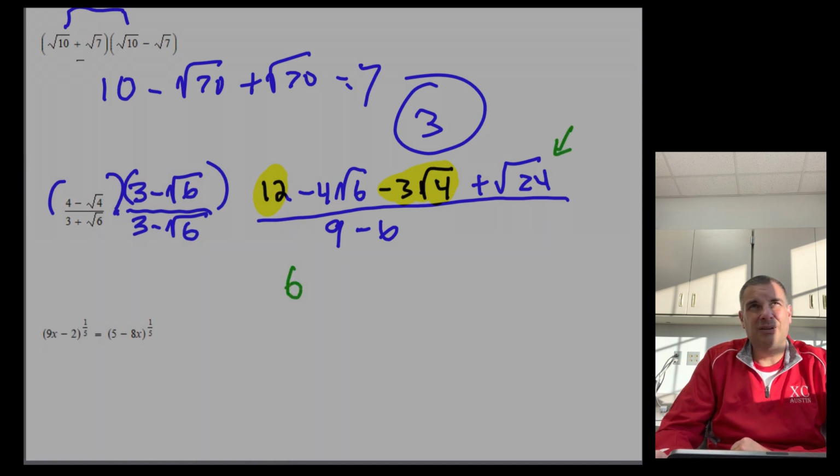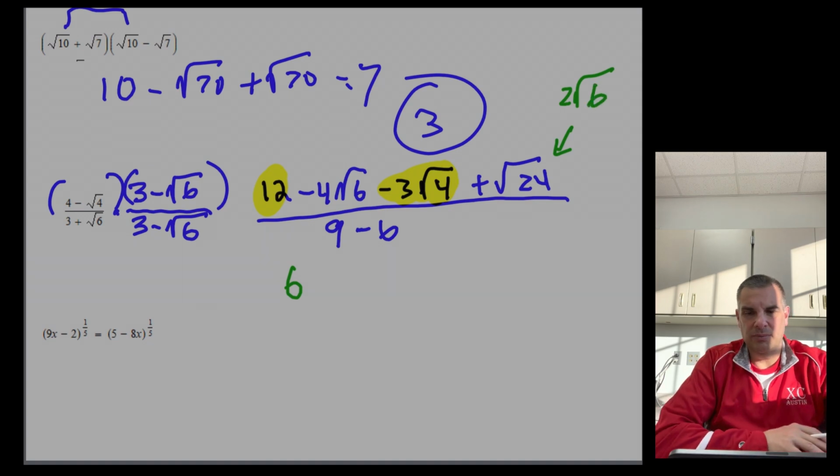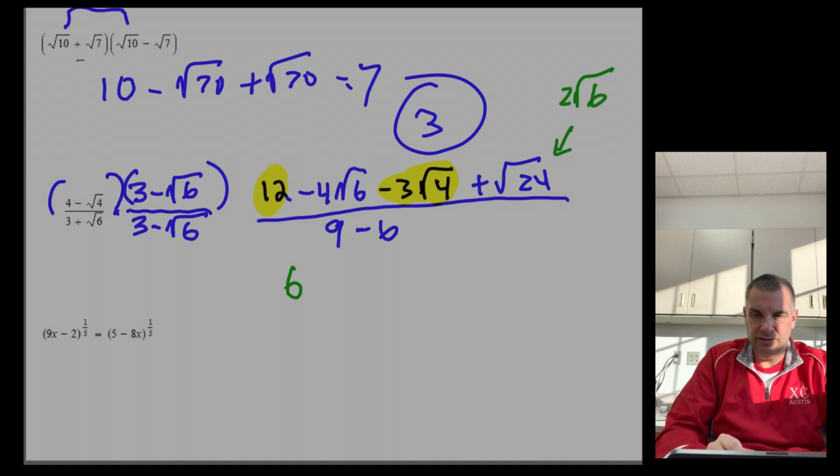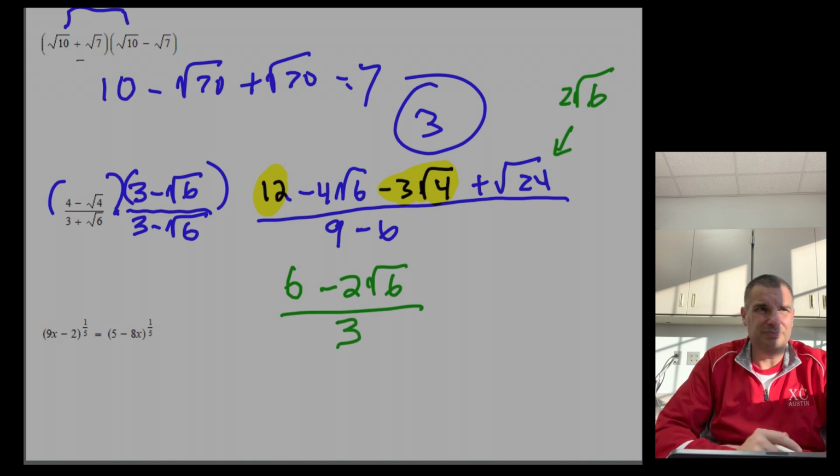Can we break that down? That's 4 times 6, so this is 2 radical 6. 24 can be broken down to 2 radical 6. I did that because I saw the radical 6 with the 4. So we've got negative 4 radical 6 plus 2 radical 6, so negative 2 radical 6, all of that over 3.